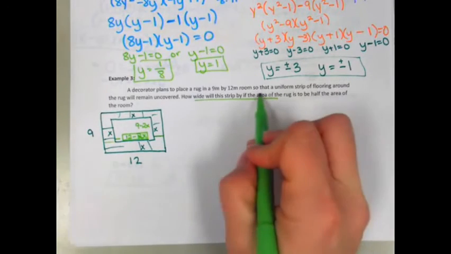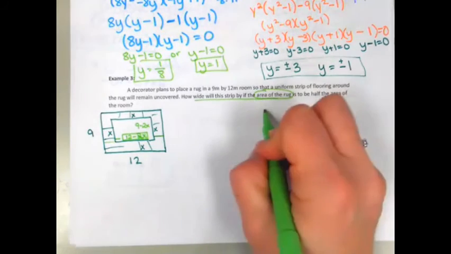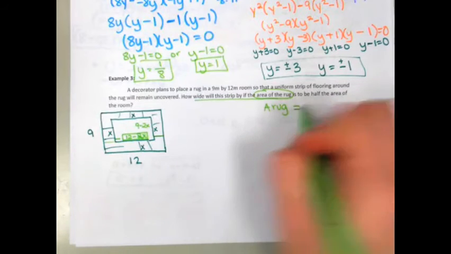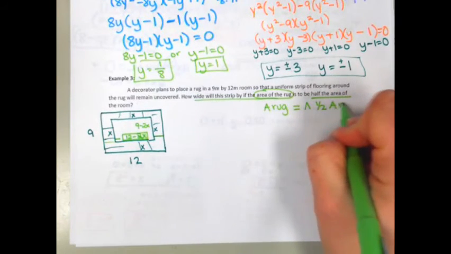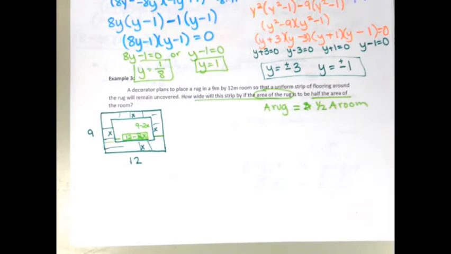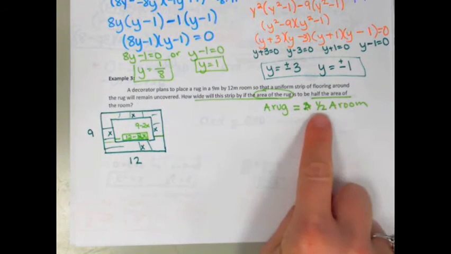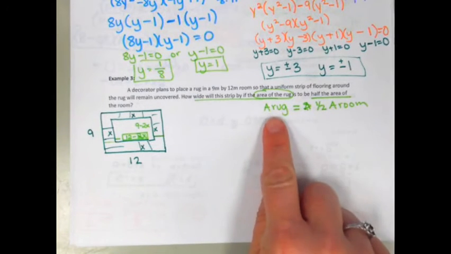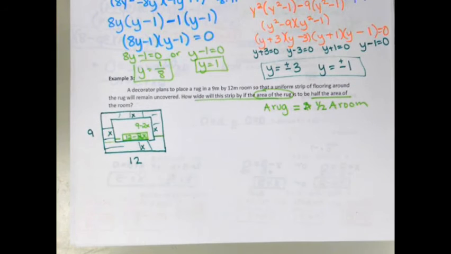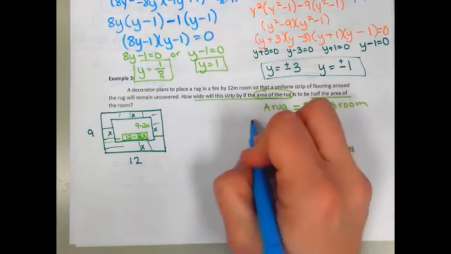If the area of my rug is half the area of the room. Is means equal, doesn't it? And half means 1/2 times the area of the room, right? You guys okay with that? Now, do we know how to find the area of a rug? How do we find the area of a rectangular rug? Length times width, right? So length times width.